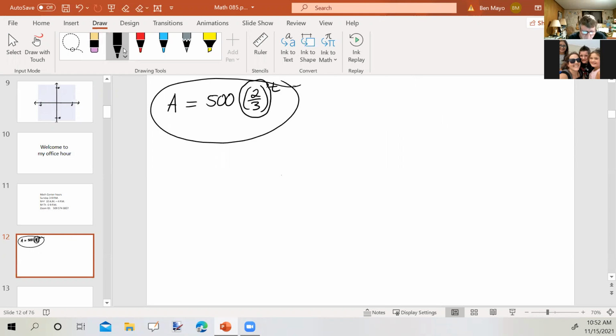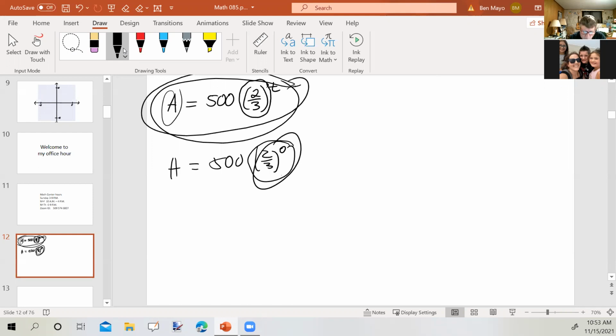Second question, what is the starting amount? In other words, when t is 0, what is the value of a? 0. Careful. What's 2/3 to the 0 power equal to? Oh, 500. Right, but to answer that last question, 1, so then 500 times 1. Yes. So what we've got here is an equation where the starting value is 500 and it's decreasing from there.